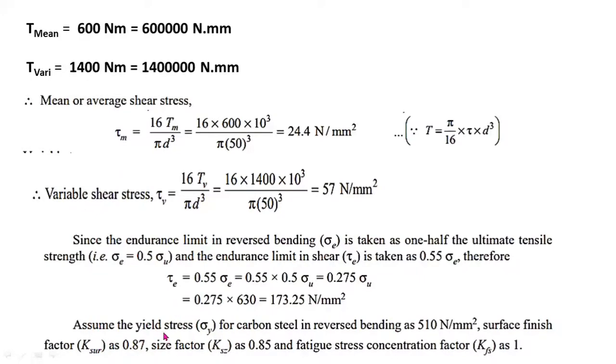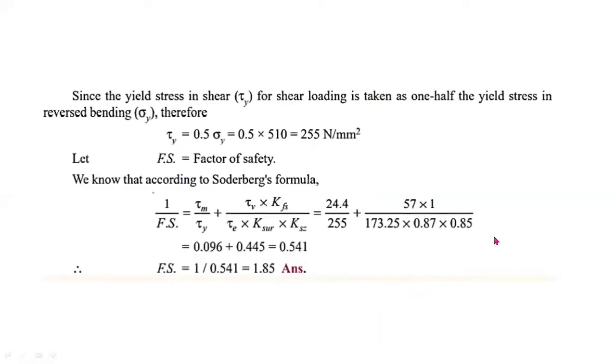In a similar way, I am considering the surface finish factor K surface as 0.87, size factor as 0.85, and stress concentration factor as 1. Now substitute the values of tau m, tau v, tau y, and tau e in this equation. You can get the value of factor of safety. So this is the final value: Fs equals 1.85. 1.85 is our required factor of safety.